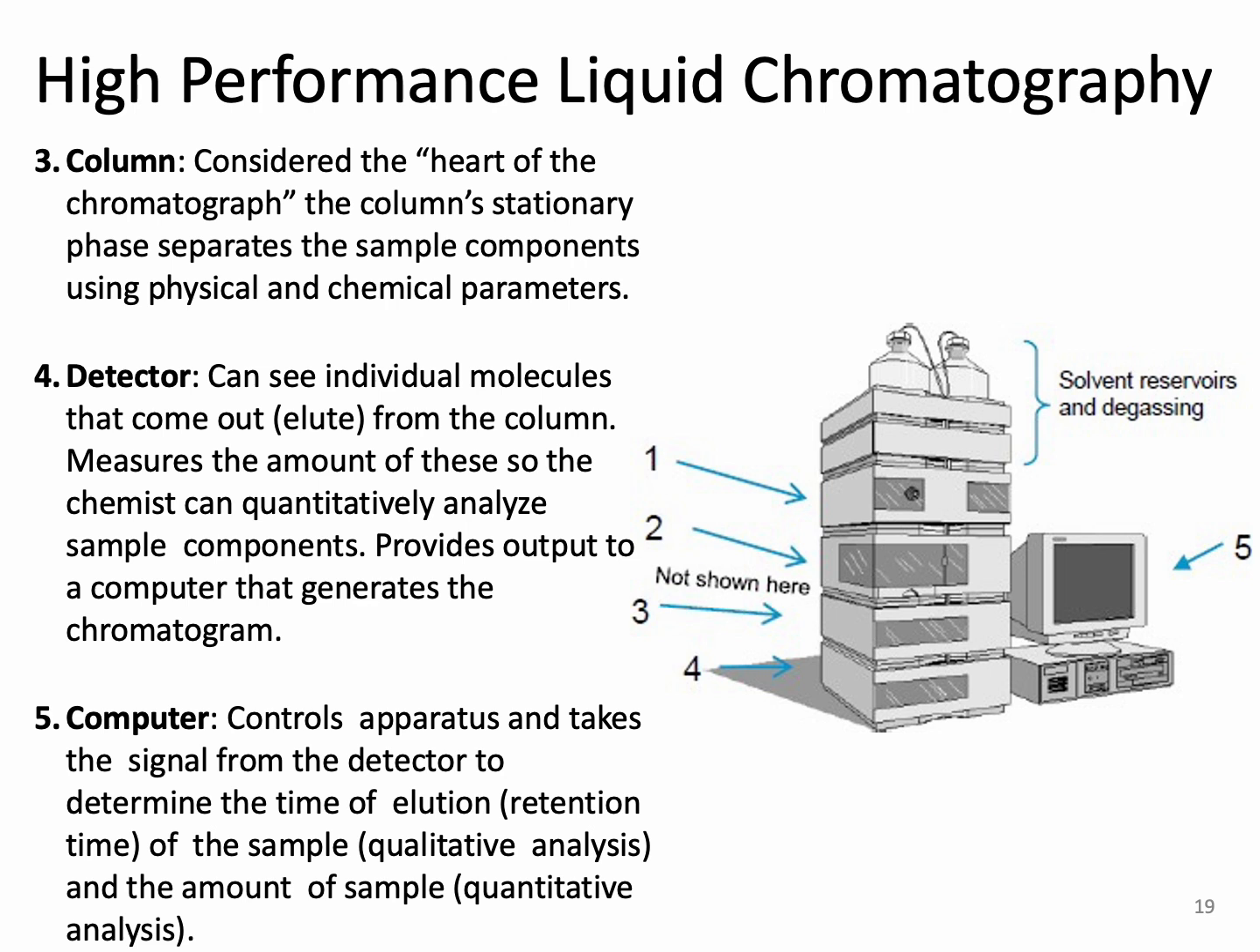Now, what's a detector? The detector can see individual molecules that come out of the column; these are eluates. It measures the amount of these, so the chemist can quantitatively analyze the sample components, and it provides output to a computer that generates the chromatogram. The computer controls the apparatus and takes the signal from the detector to determine the time of elution, so the retention time of the sample for qualitative analysis, and the amount of sample for quantitative analysis.